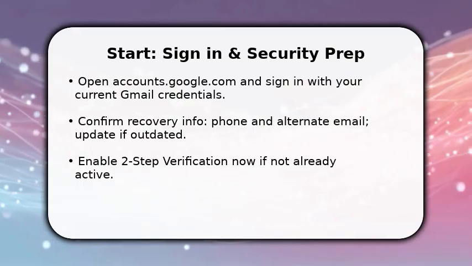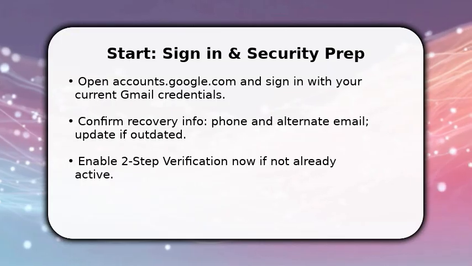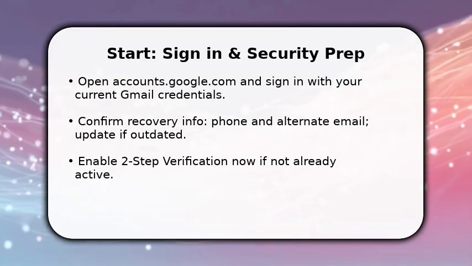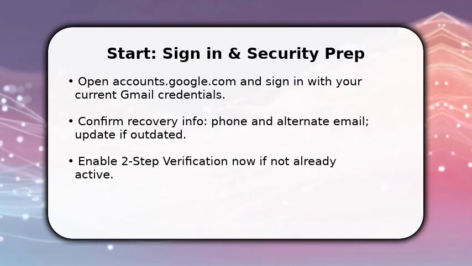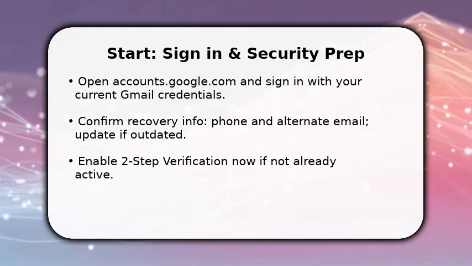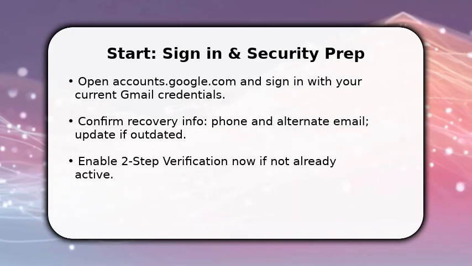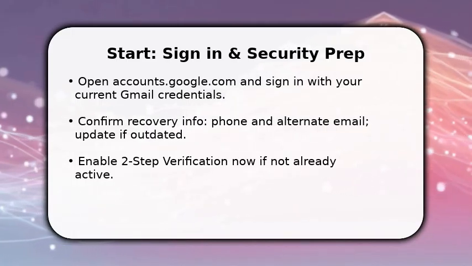You begin by signing into accounts.Google.com using the Gmail address you want to update. This gives you full access to settings. Once signed in, navigate to Security and confirm recovery phone and alternate email so you can regain access later.